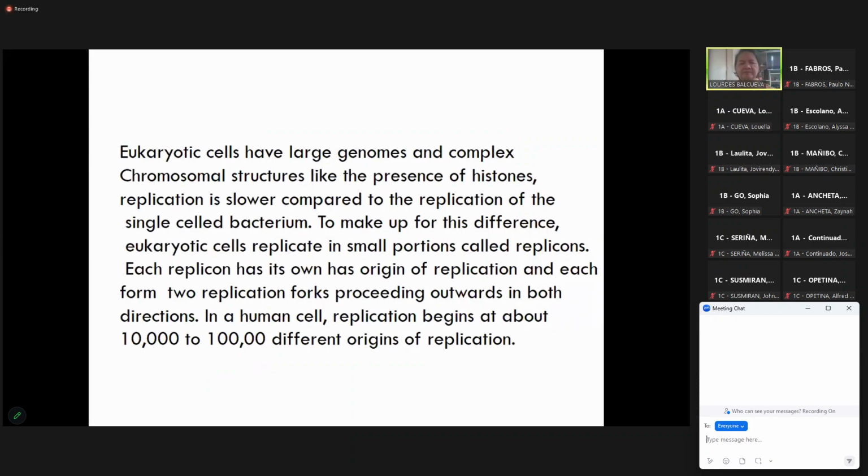Okay. Basahin nyo to. To make up for this difference, okay. Human cell replication begins at about 1,000 to 100,000 different origins of replication. Sa isang DNA strand. Okay? So, bibilis-bilisan.